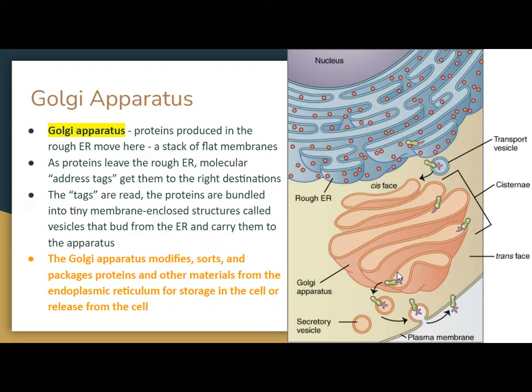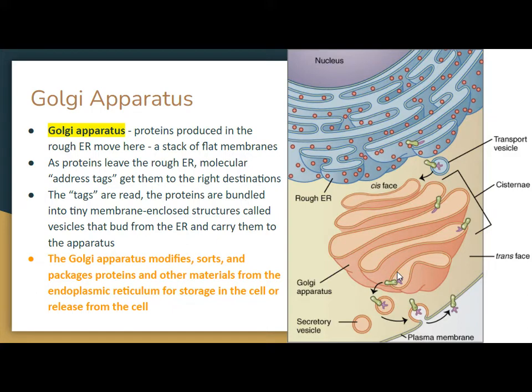This is still involved in the production and the movement of proteins. So proteins produced in the rough ER then move to here. It looks like it is literally a stack of flat membranes. As proteins leave the rough ER, they have what they refer to as an address tag that tells the Golgi body where they're supposed to be going.